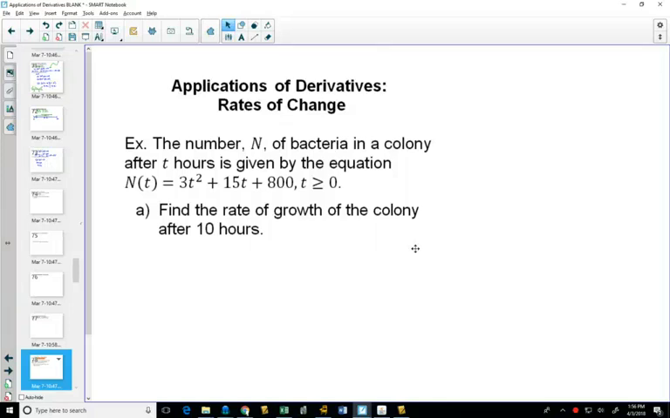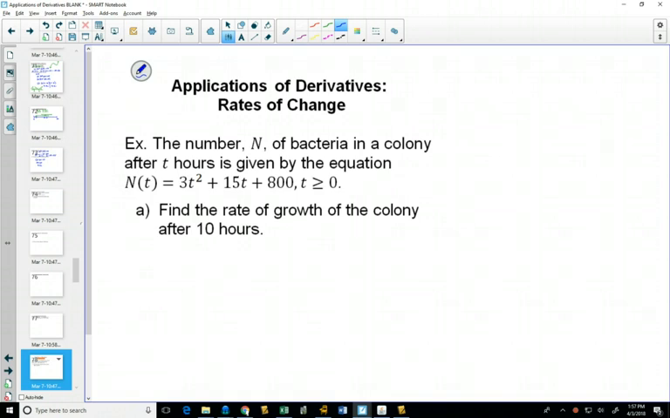So our next application that we're going to look at is rates of change, because a derivative is the slope of a tangent, and anytime you're talking about a rate of change, you're talking about something changing per minute, something changing per hour. That can be related back to a slope. So here we've got an equation for the number of bacteria in a colony after t hours. We want to find the growth rate of the colony after 10 hours.